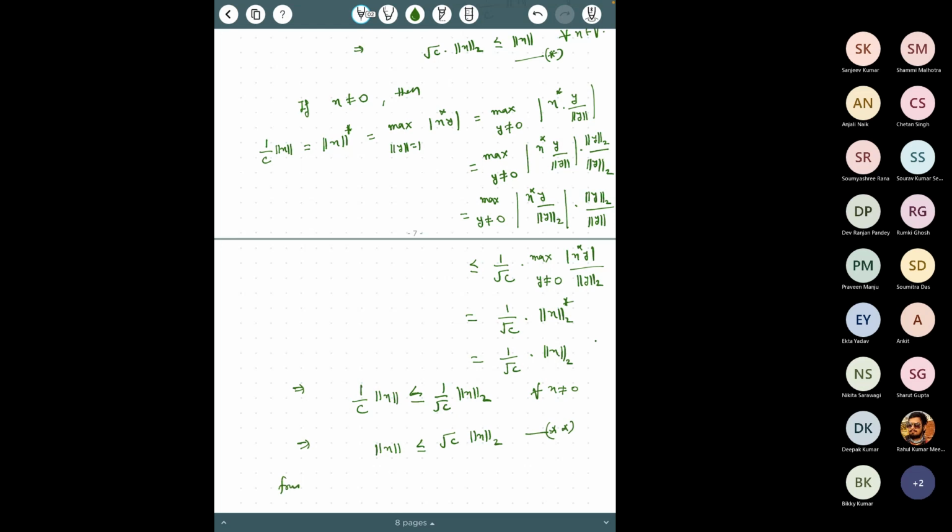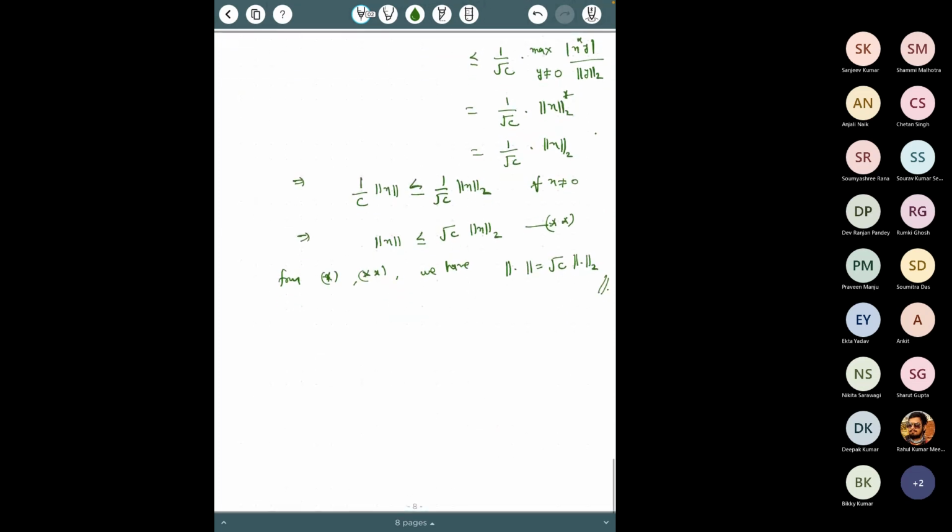So from these two expressions, we can say that the norm is actually equal to root c times the 2 norm, and we are done. So the 2 norm, the L2 norm, is the only vector norm on Fn for which the dual norm is the norm itself.